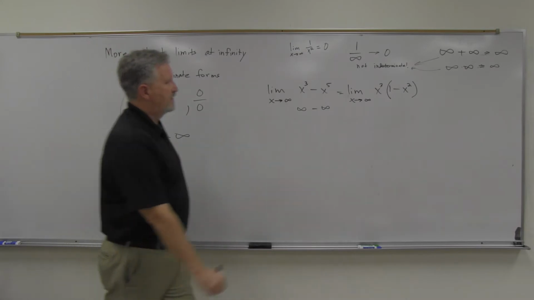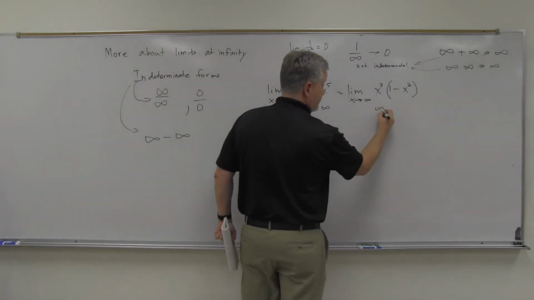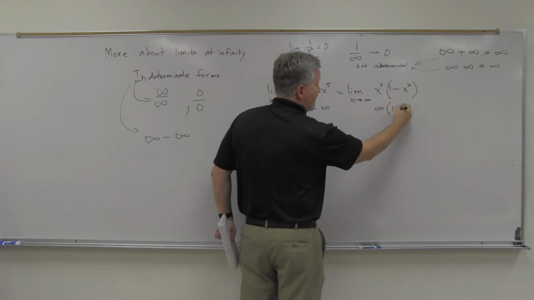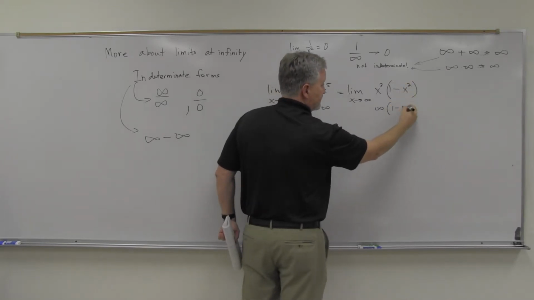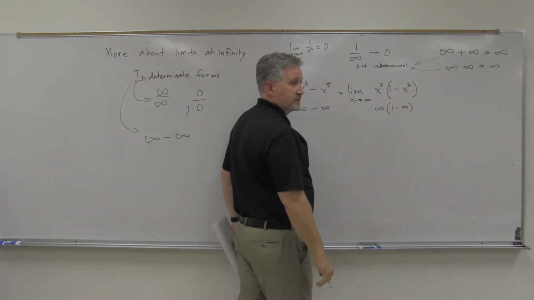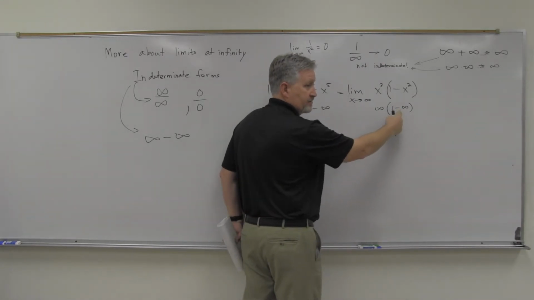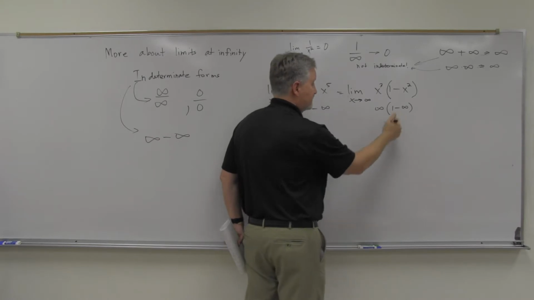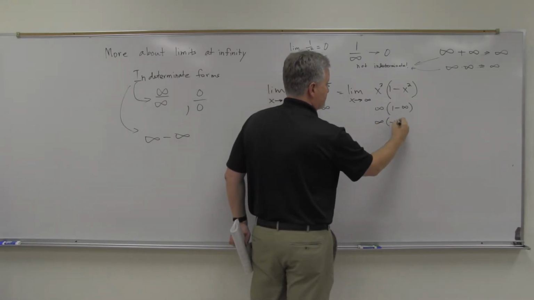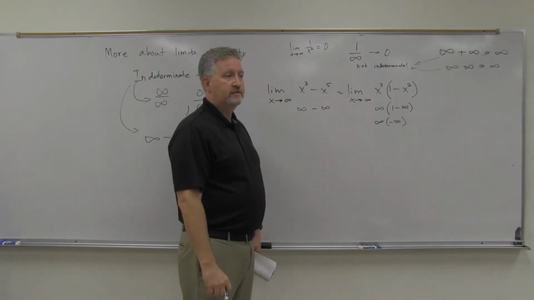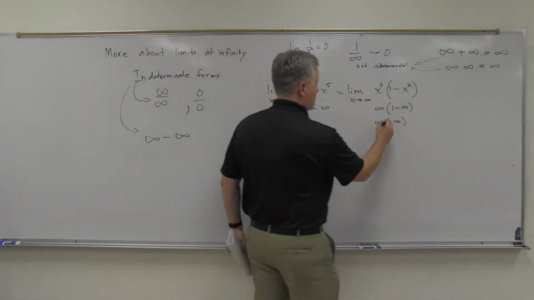What have I got now? Well, I've got infinity cubed is infinity, and then 1 minus infinity squared, that's infinity. But if you've got 1 minus infinity, a number minus something infinitely large, that's going to be infinity, isn't it? Or negative infinity, sorry. So what is this?